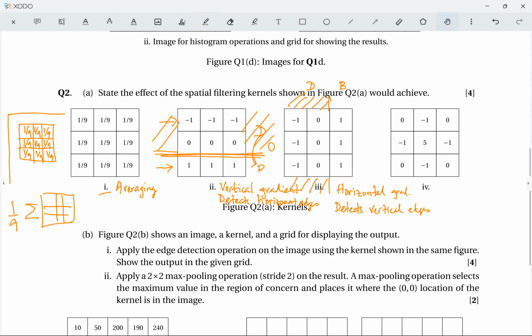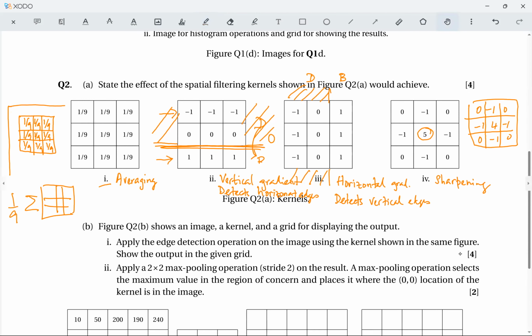Now this kernel, if it were like 0, -1, 0, -1, 4, -1, 0, -1, 0, it would have been a blob filter. But since this central entry has become 5, we know that it is a sharpening kernel. Okay.